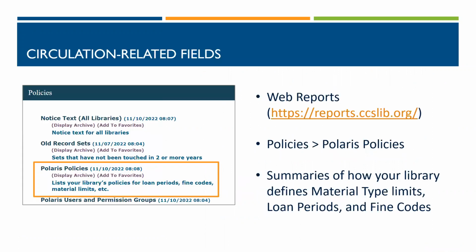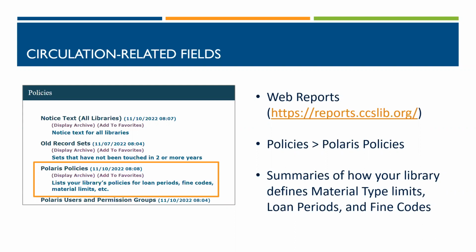Now, I will say one of the challenges of using this setup is that it's not visually apparent in the item record how much or how long things check out for at your location. And I just want to highlight a report here. You can find how your library defines these codes in a web report called Polaris Policies. It runs daily, so it's always up to date, no matter if you adjust a policy. There are different tabs in this report that will summarize how you define your loan periods, your fine codes, and those material type checkout limits.